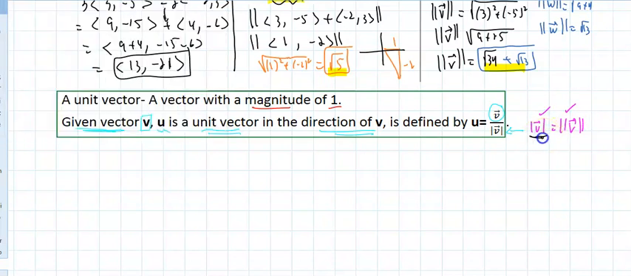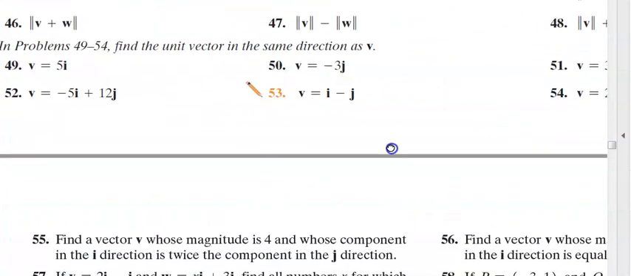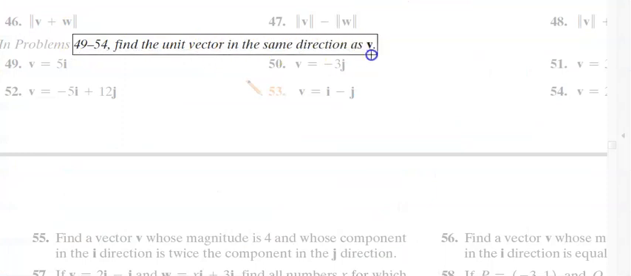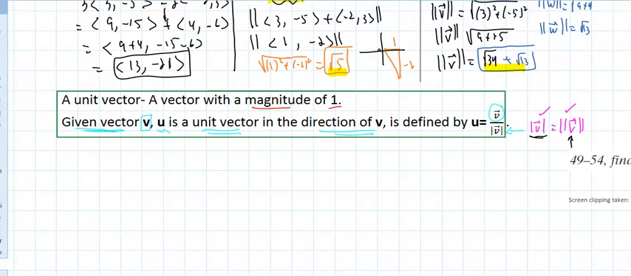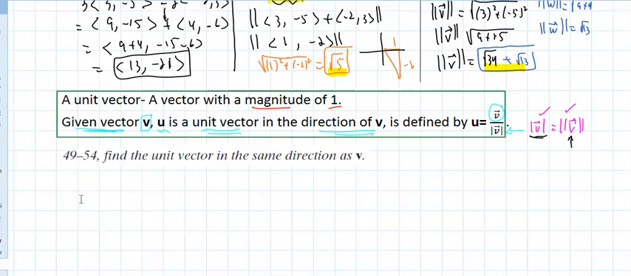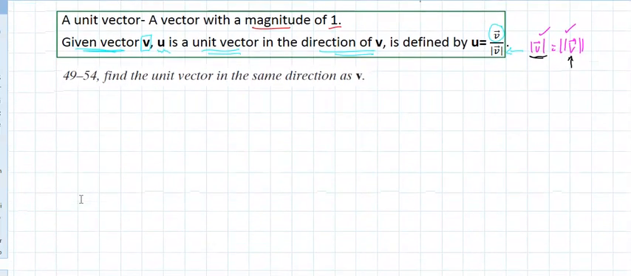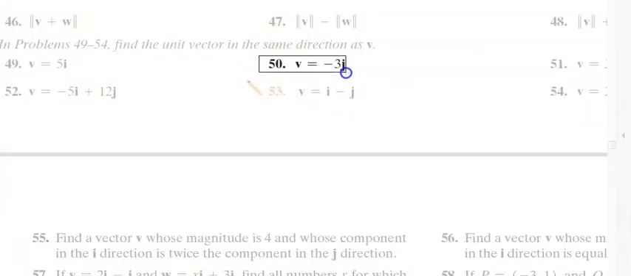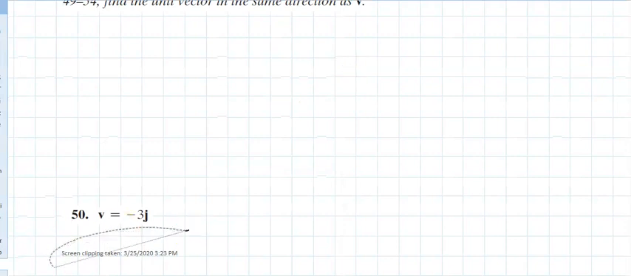In calculus, they use this notation. In physics, they use that. We're not going to disagree. They're both called the magnitude. So let me show you what this means, and this is a big deal. If I would like to look at number 49 through 54, directions, find the unit vector in the same direction as v. Direction is extremely important. I'm going to start with a simple example, a very simple example.